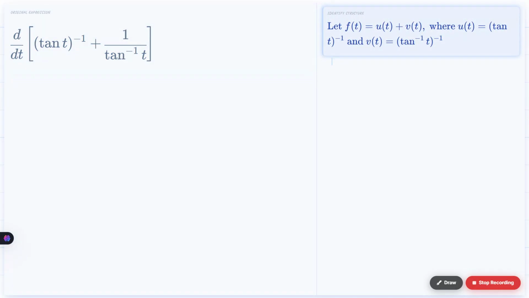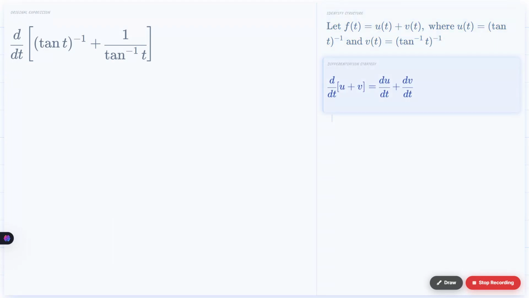We identify that the expression is a sum of two parts. We do this to break the big problem into smaller pieces. The sum rule says we can find the derivative of each part separately. We plan to use the power rule and the chain rule for both parts. We do this to prepare our steps for solving. Each part has a function inside another function.